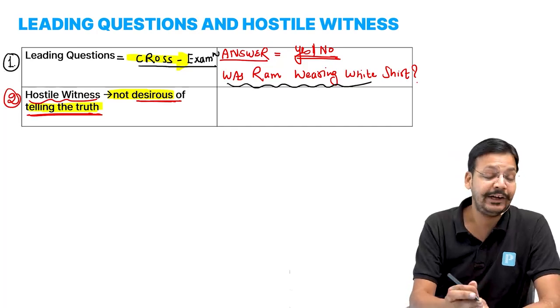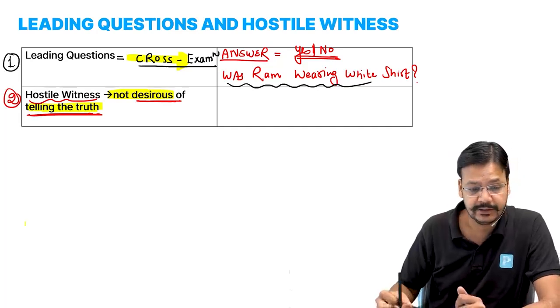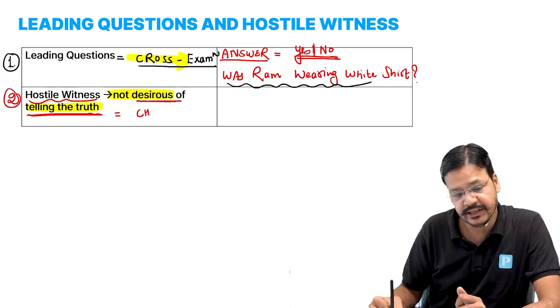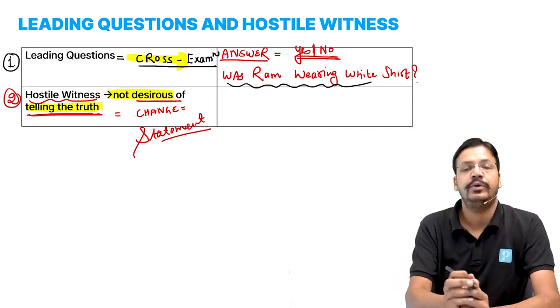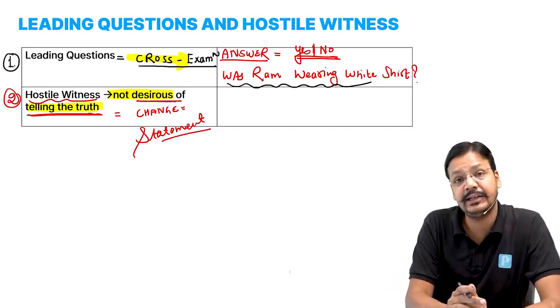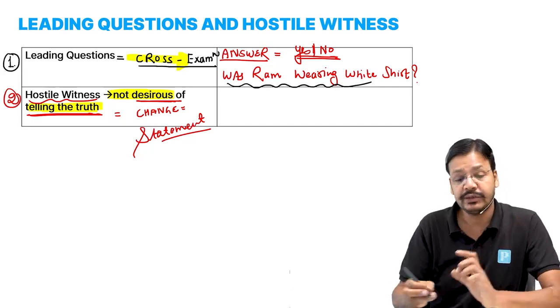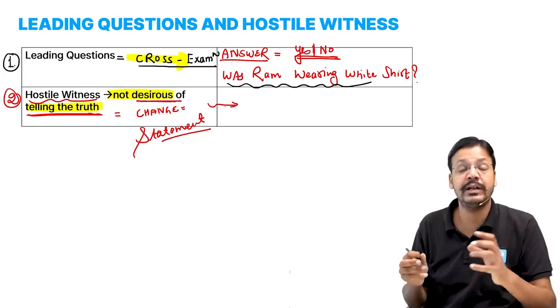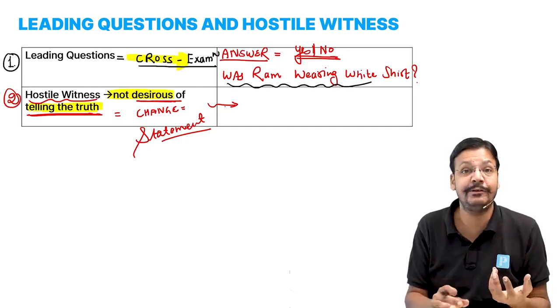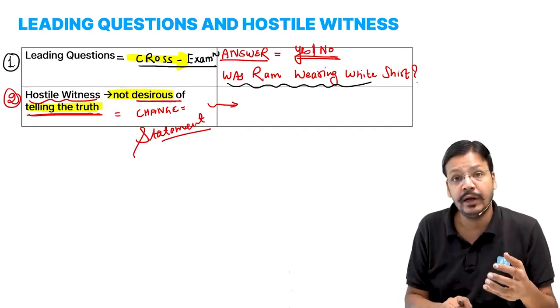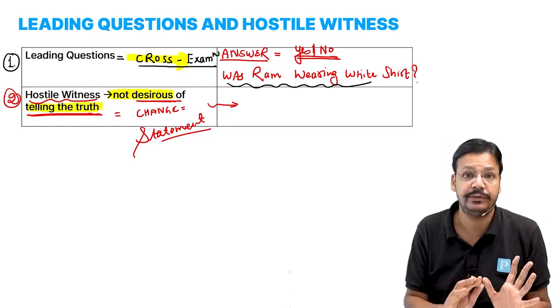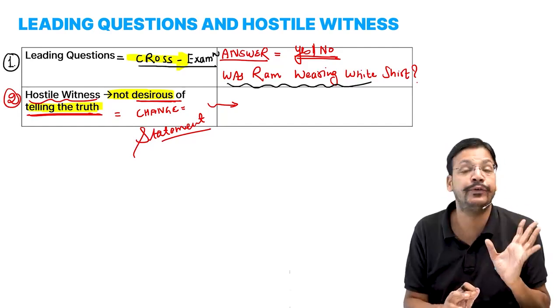He is changing the statement, that is a hostile witness. The witness who is changing the statement, who is not desirous to tell the truth, that is a hostile witness. Hostile witness is a condition because now your witness is changing the statement. Your witness is not telling the truth. That is not good for you.